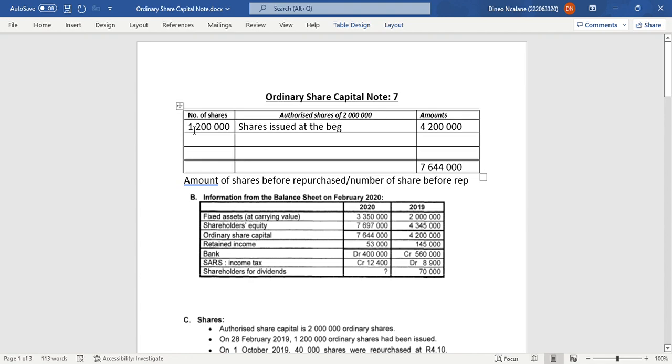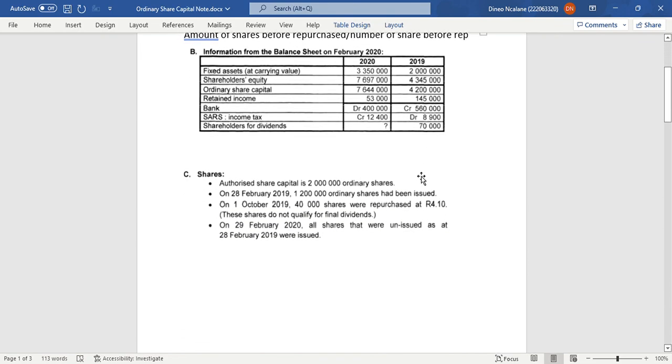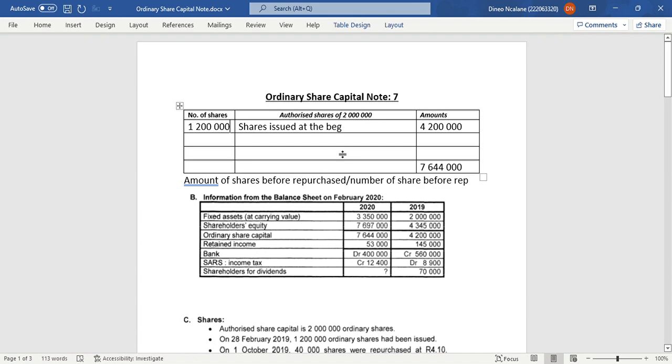So 1,200,000 shares were issued at 4.2 million rands. The next bullet says on 1 October 2019, 40,000 shares were repurchased at 410 cents, meaning they were bought back from the shareholders. So you must put them in brackets to indicate that they will be subtracted. So it's the shares repurchased.